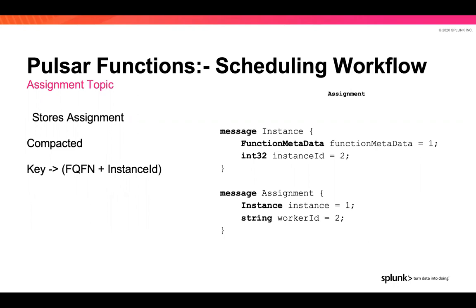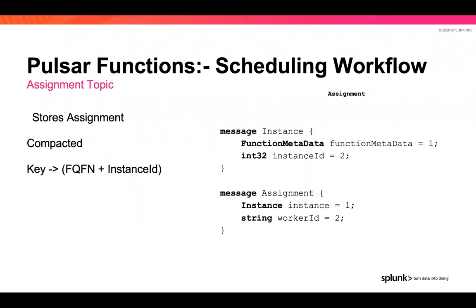The first one is a function metadata: all the different configurations, input and output topics, the name, the parallelism, et cetera, associated with that. And then a unique instance ID of that function. So if you have 5 parallel instances, each one would have instance 1, 2, 3, 4, and 5, or 0, 1, 2, 3, 4.